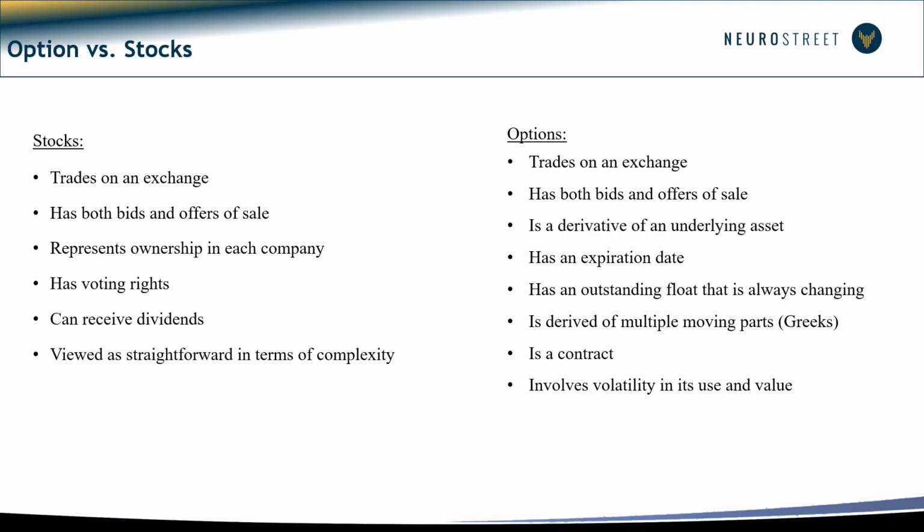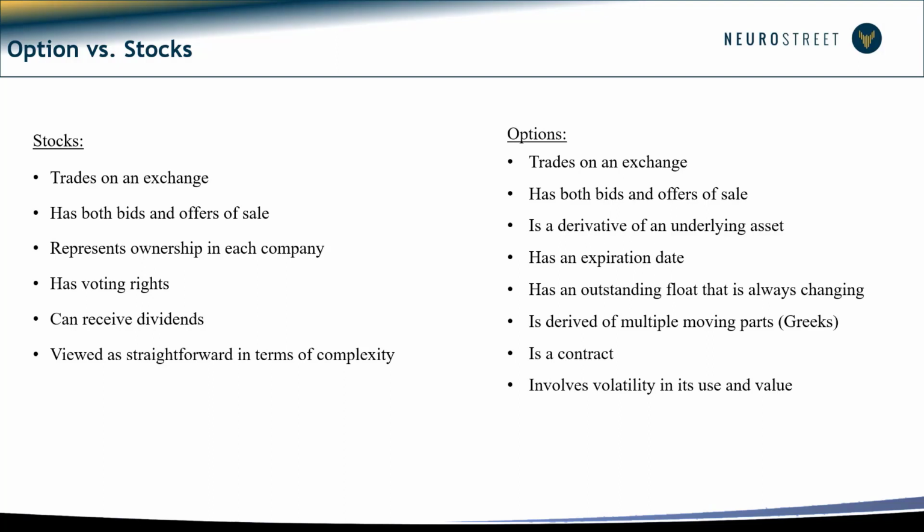So let's talk about stocks versus options. Stocks trade on an exchange. You have bids and offers of the sale, and a share represents ownership in each company. You have voting rights, you can receive dividends, and it's viewed as straightforward in terms of complexity. Very basic. We've talked about stocks in the stock course. If you haven't watched the stock course, I highly encourage you to. It's very comprehensive. It's one of our biggest courses in the school, and it's very much needed to move forward into this course.